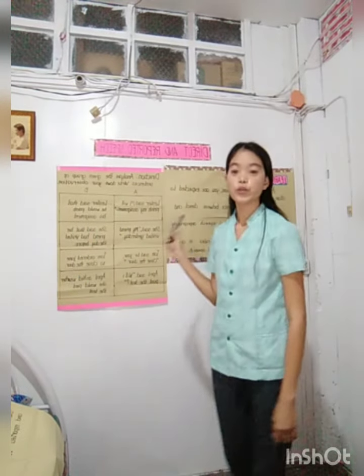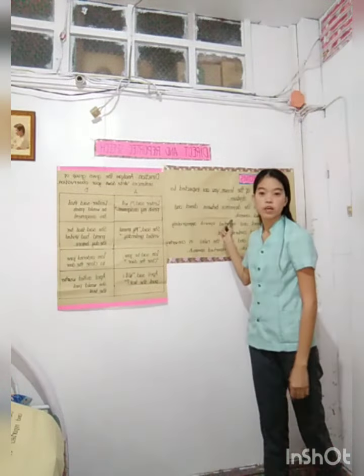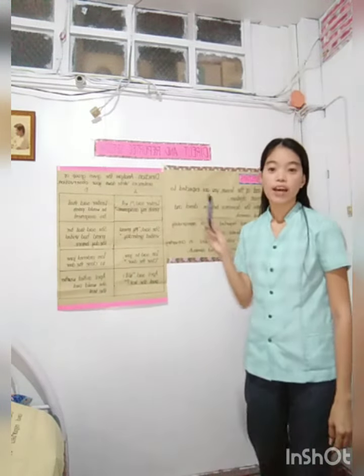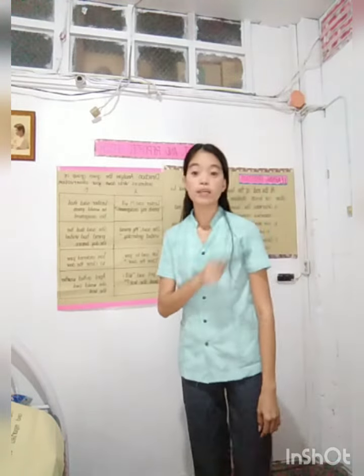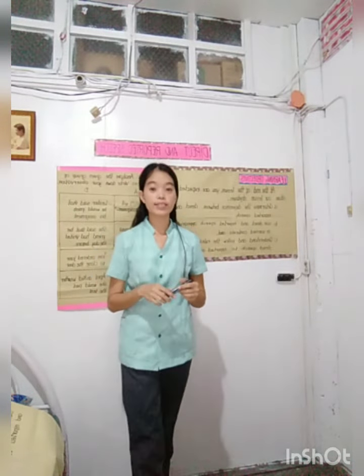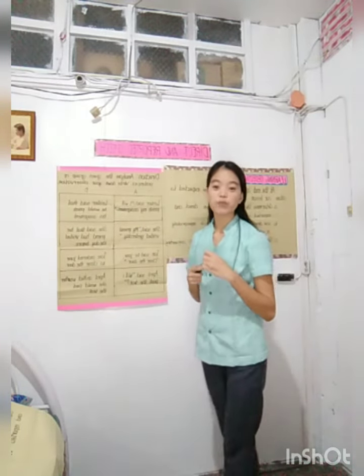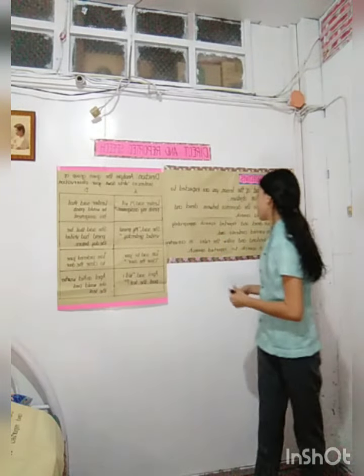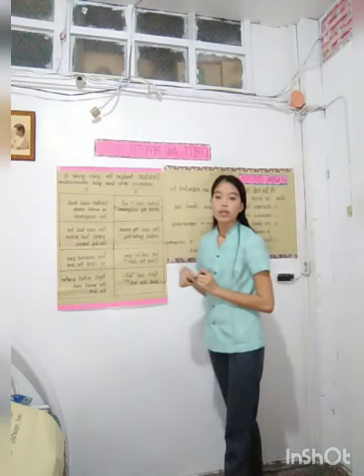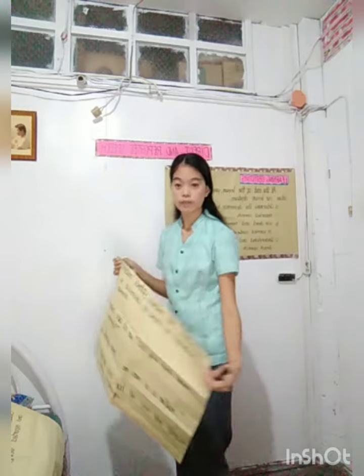So, at the end of the lesson, you are expected to attain our lesson objectives. Letter A, identify the difference between direct and reported speech. Letter B, use direct and reported speech appropriately in varied contexts. And last, understand and follow the rules in converting direct speech to reported speech. Before we proceed to our formal discussion, let's have first an activity.